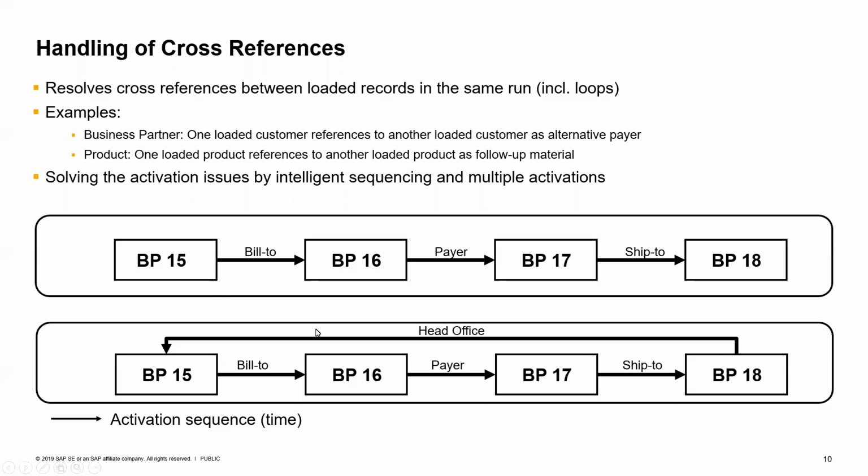And even the loops are possible. You see the second example where you have such a sequence of data, but the last one again points to the first one. And then you really are lost, because how can we do that? And now we also found a solution for that in our consolidation process, to load all this type of references in one consolidation process. And at the end, we will try it with sequencing and multiple activations to get everything activated into the system. That's a very important feature in this case.